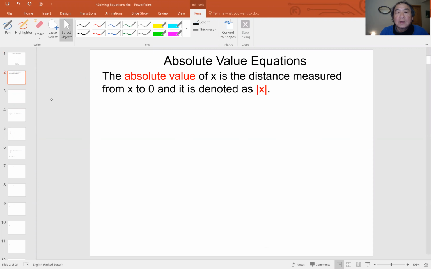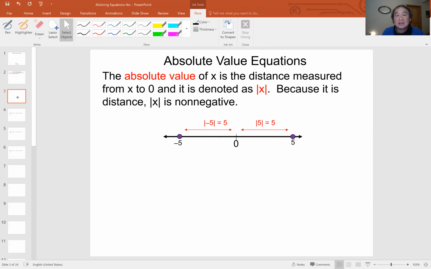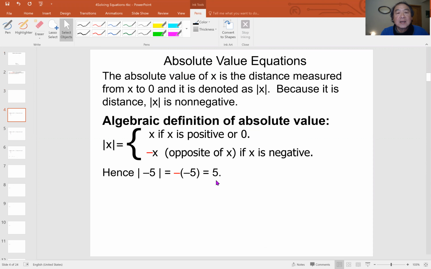The absolute value of x is the distance measured from the point x to 0 on the line, and it's denoted as a double bar with x in the middle. So here the numbers 5 and minus 5 both have distance 5 to 0, so their absolute values are the same. Here is the algebraic definition of absolute value.